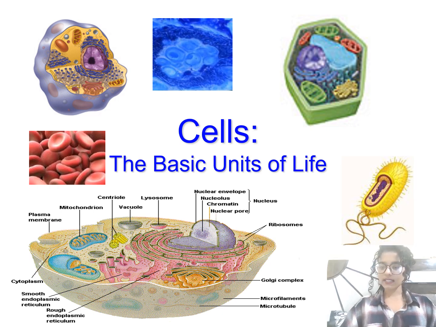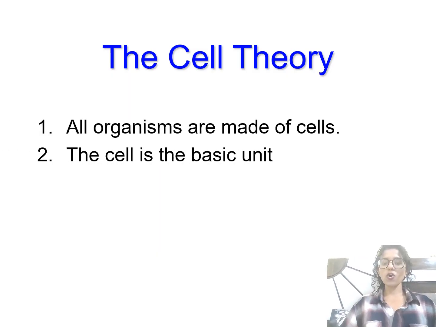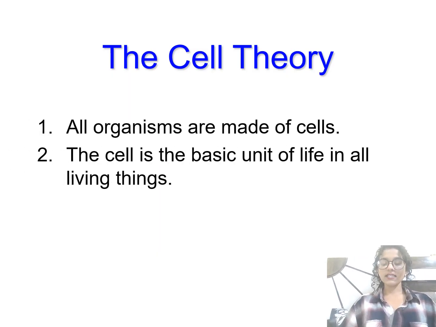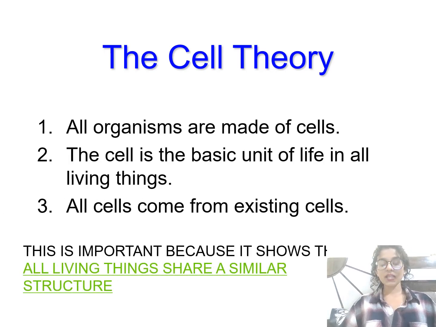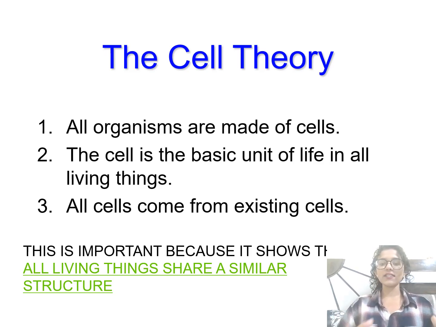Cell theory was basically given to us by two scientists who were known as Schleiden and Schwann. Let's see what cell theory states. It says that all the organisms are made of cells. The cell is the basic unit of life in all the living things, and all the cells come from pre-existing cells. This is very important to know because it states that a single cell leads to the formation of more functional cells. This only shows that all living things share a similar structure. May it be the microorganisms, the bacteria, the plants, the human bodies, we are all made of a basic structure that is known as the cell.